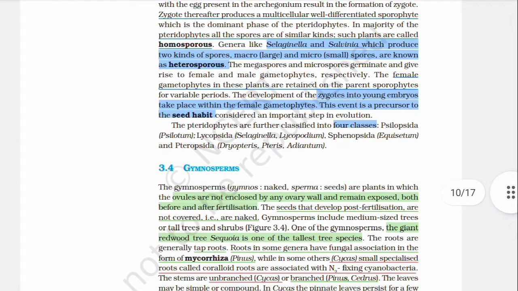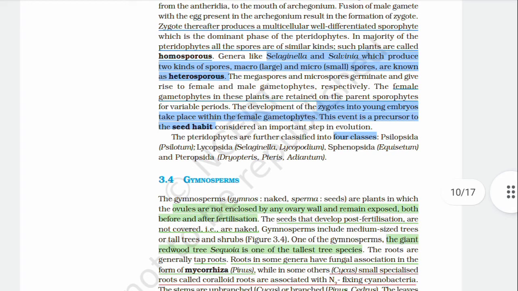There are four classes in pteridophytes. First one, Psilopsida. Example, Psilotum. Second one, Lycopsida. Example, Selaginella and Lycopodium. Third one, Sphenopsida. Example, Equisetum. And fourth one, Pteropsida. Example, Dryopteris, Pteris and Adiantum. We will see the pictures.